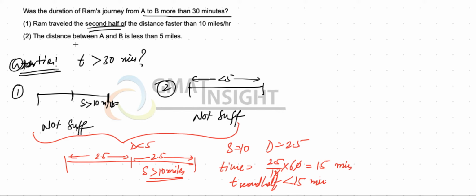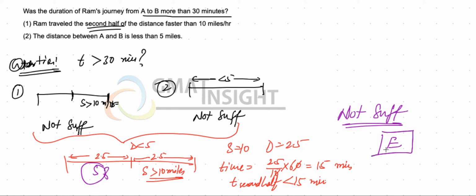Do we have any idea about the speed in the first half? Let me go through the question once again. The distance is less than 5, travel the second half of the distance faster than 10 miles an hour. Now we have no idea about the speed in the first half, and because of this problem we have to say that even after combining the two statements we do not have a unique answer, so the answer should be option E. Here I stop.